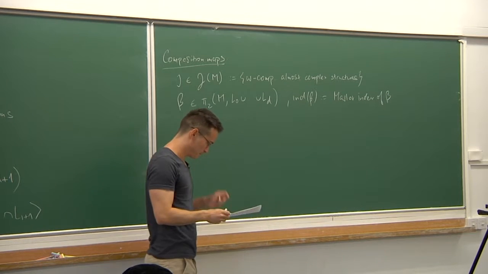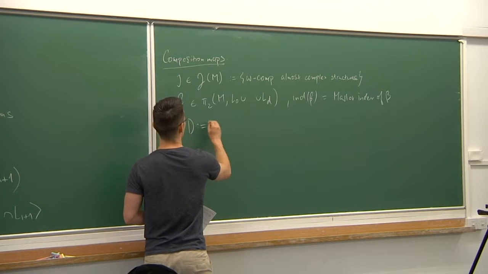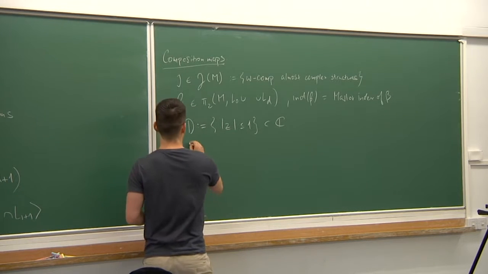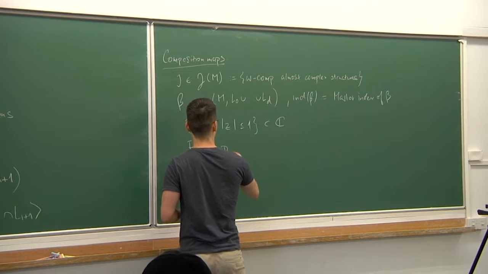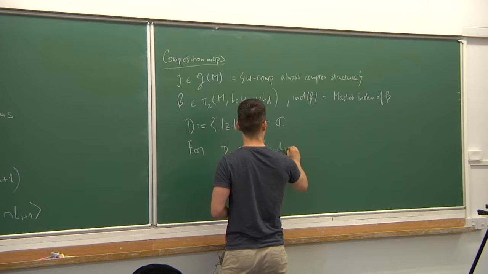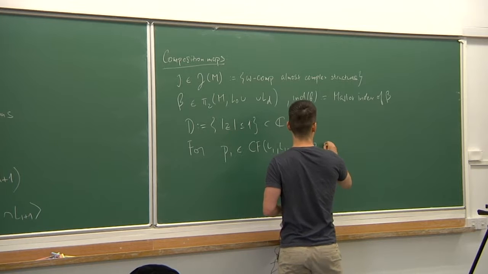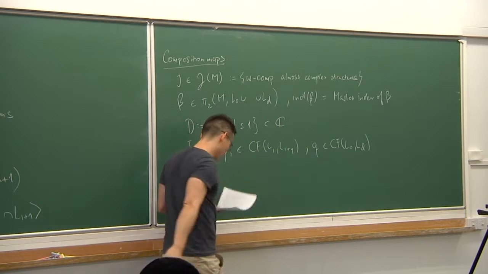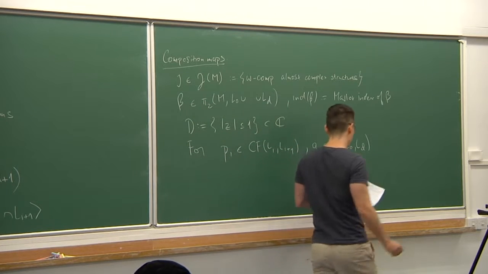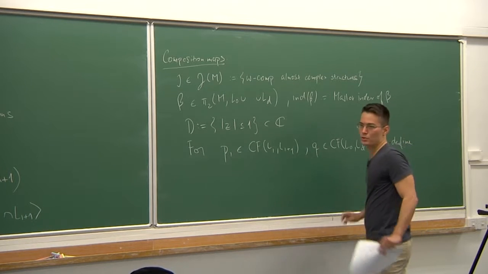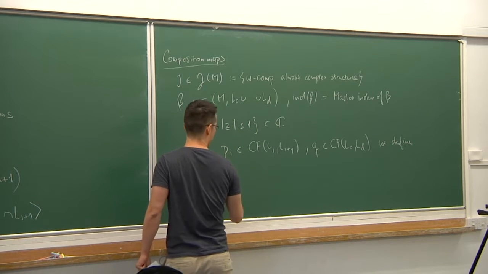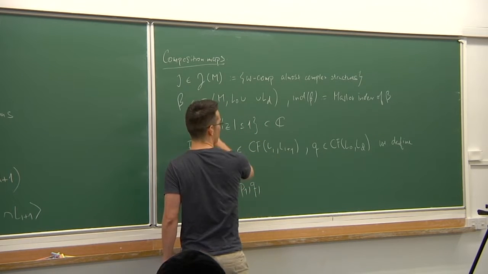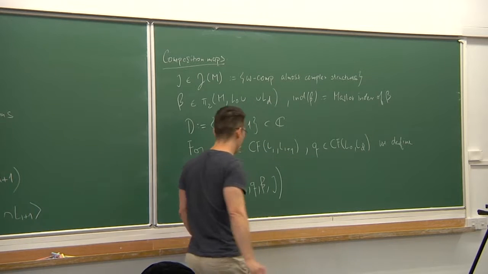Now we take D to be the closed unit disk in C. For generators in the Floer complexes, we pick pi in CF(Li, Li plus 1), and we also pick an element q in CF(L0, Ld), where i goes from 0 to d minus 1. We now define a moduli space, which consists of the following elements. It depends on pd up until p1, q, the relative homotopy class beta, and the almost complex structure J we chose.